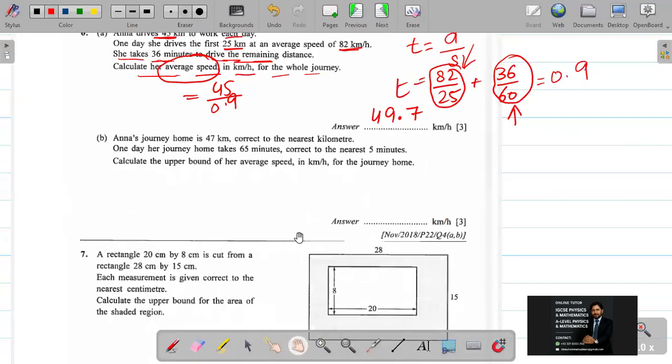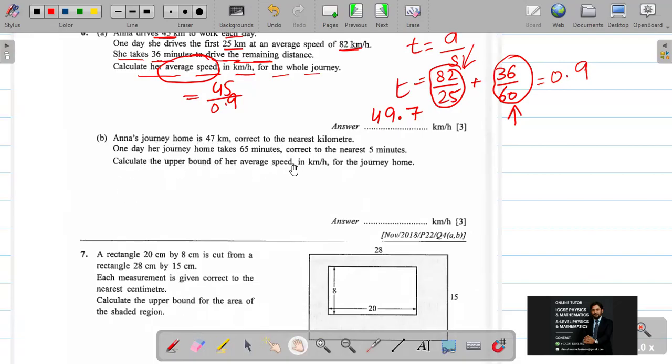Anna's journey home is 47 kilometers. Here he is saying correct to the nearest 1 kilometer. One day, her journey home takes 65 minutes, correct to the nearest 5 minutes. Okay.